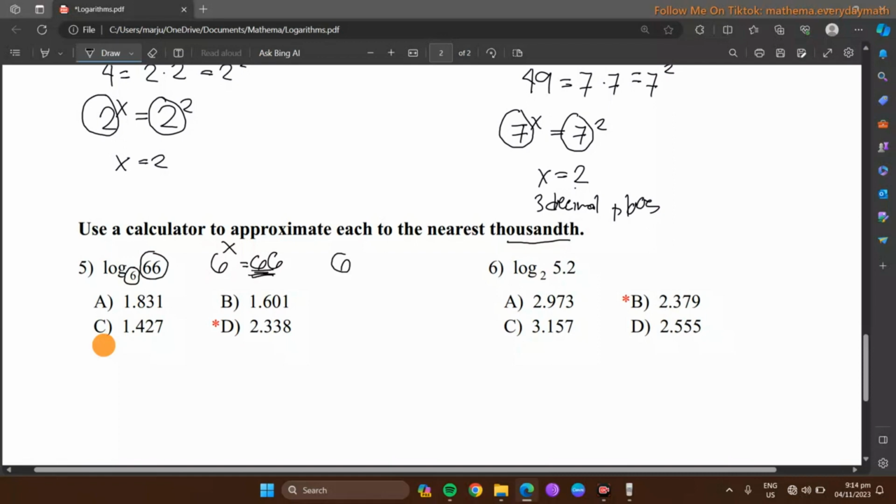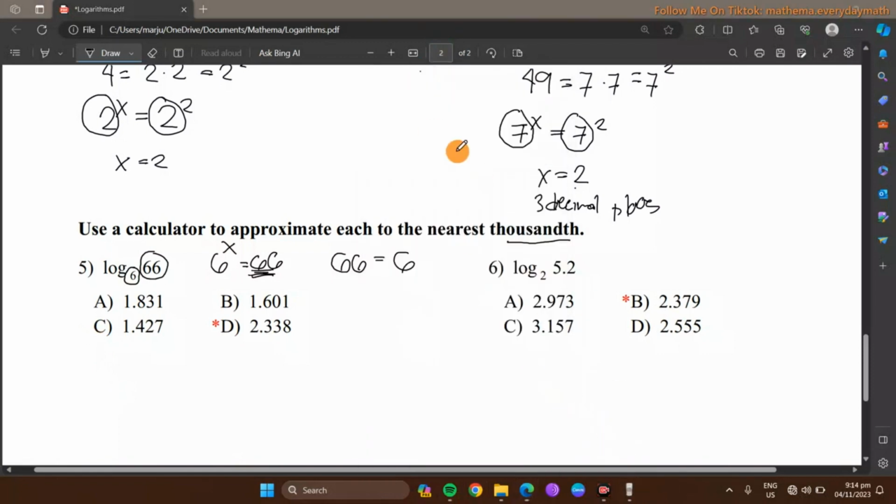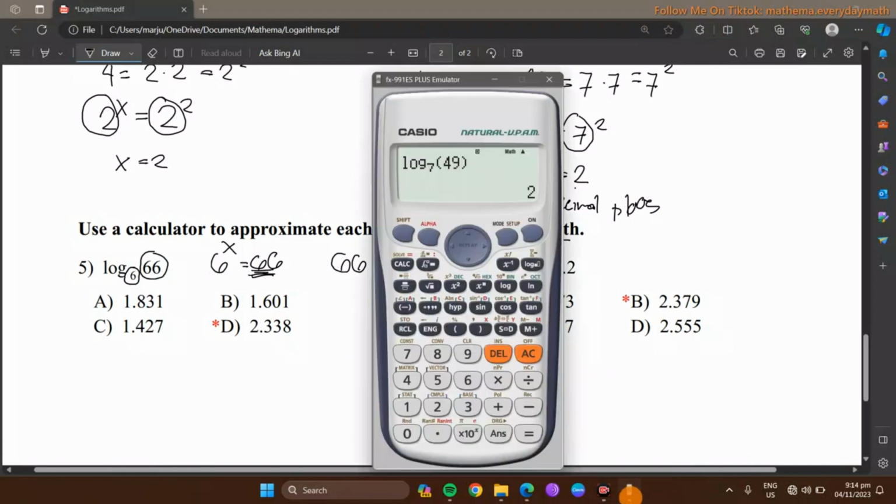If we look at 66, it is hard for us to express this one as base 6, right? So there is no whole number that will serve as the exponent to make 6 into 66. So mahirap. So ang gagawin natin, we are going to make use of our calculator, right? Yun yung silbi ng ating calculators.